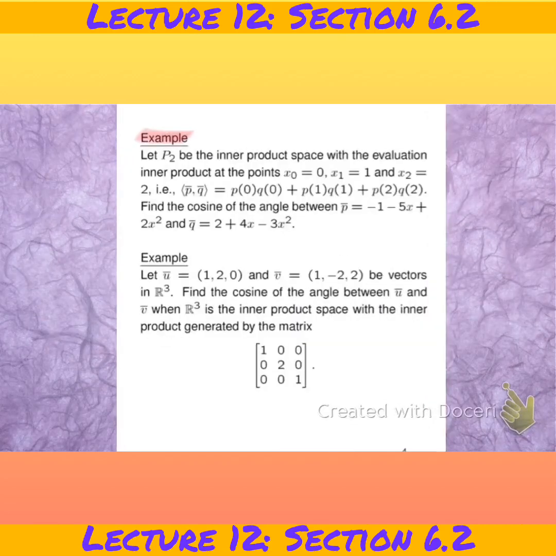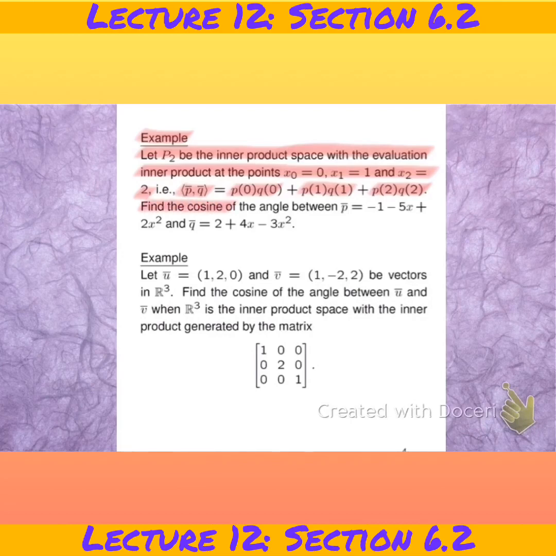Okay, so this example here, let P2 be the inner product space with the evaluation inner product at the points x0 equals 0, x1 equals 1, and x2 equals 2. All right, and recall that this evaluation inner product works as follows. You evaluate P at the point 0 and Q at the point 0, and you multiply them together. You evaluate P at the point 1 and Q at the point 1 and multiply them together, and then same for P at 2 and Q at 2, and then you add it all together. That's how that inner product works.